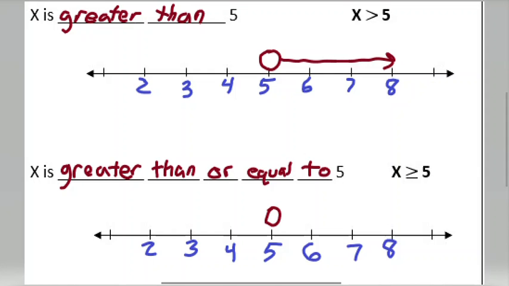So the way we show that is the same way. We're going to put that circle over 5, and then we're going to fill that circle in. That shows that it could be 5. And it can also be any number bigger than 5, so we draw an arrow pointing to the numbers that are bigger than 5. So this one, it could be 5, it could be 6, it could be 7, 8, any number bigger than 5 or equal to 5.